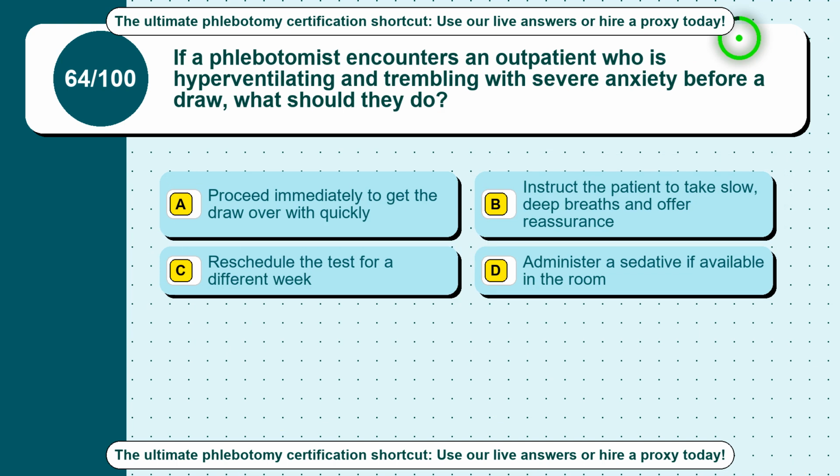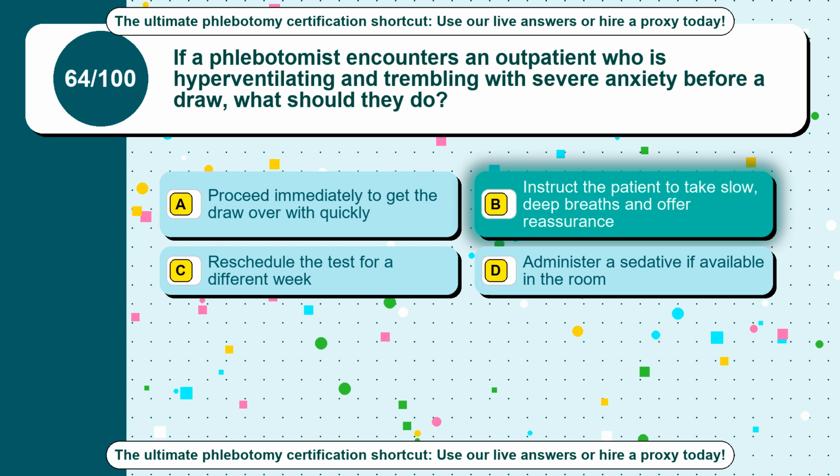Question 64. If a phlebotomist encounters an outpatient who is hyperventilating and trembling with severe anxiety before a draw, what should they do? Option A, proceed immediately to get the draw over with quickly. Option B, instruct the patient to take slow, deep breaths and offer reassurance. Option C, reschedule the test for a different week. Option D, administer a sedative if available in the room.